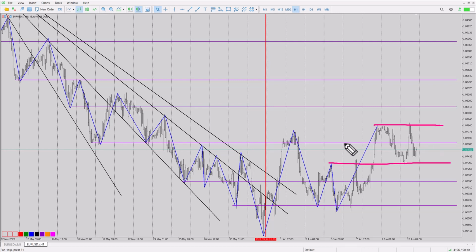Now, some of you might ask, do we need any indicators? If you look at the chart, the most important thing, no matter what system or strategy you use, first thing first is the price action.